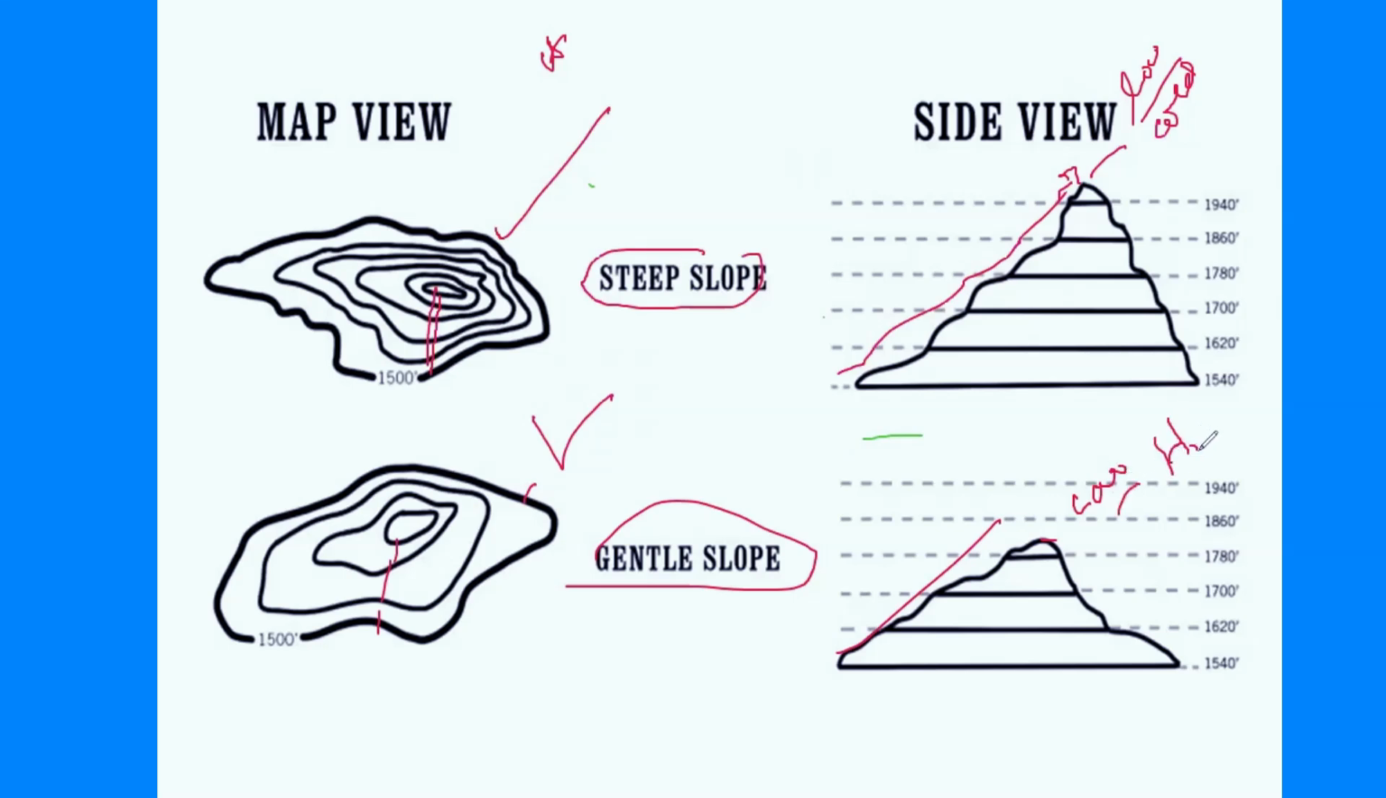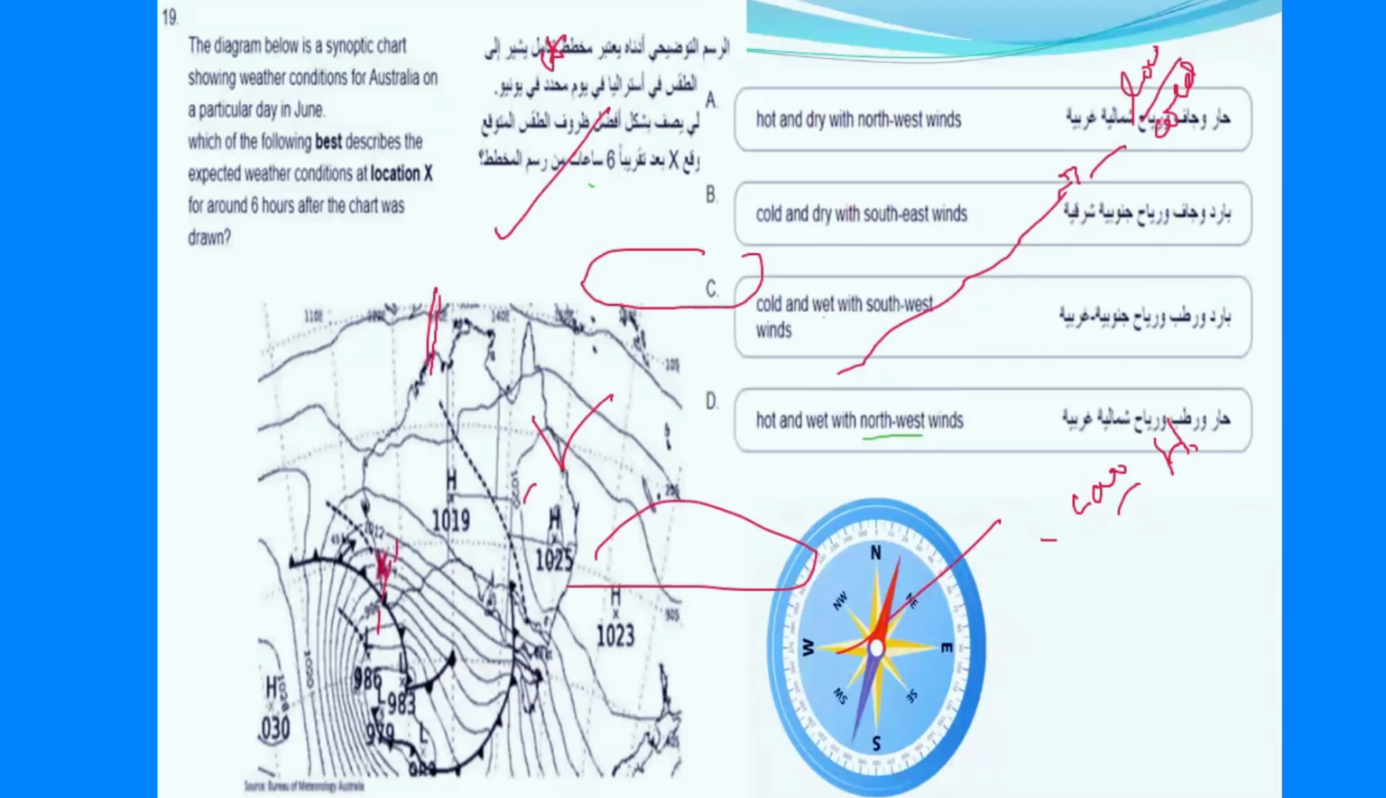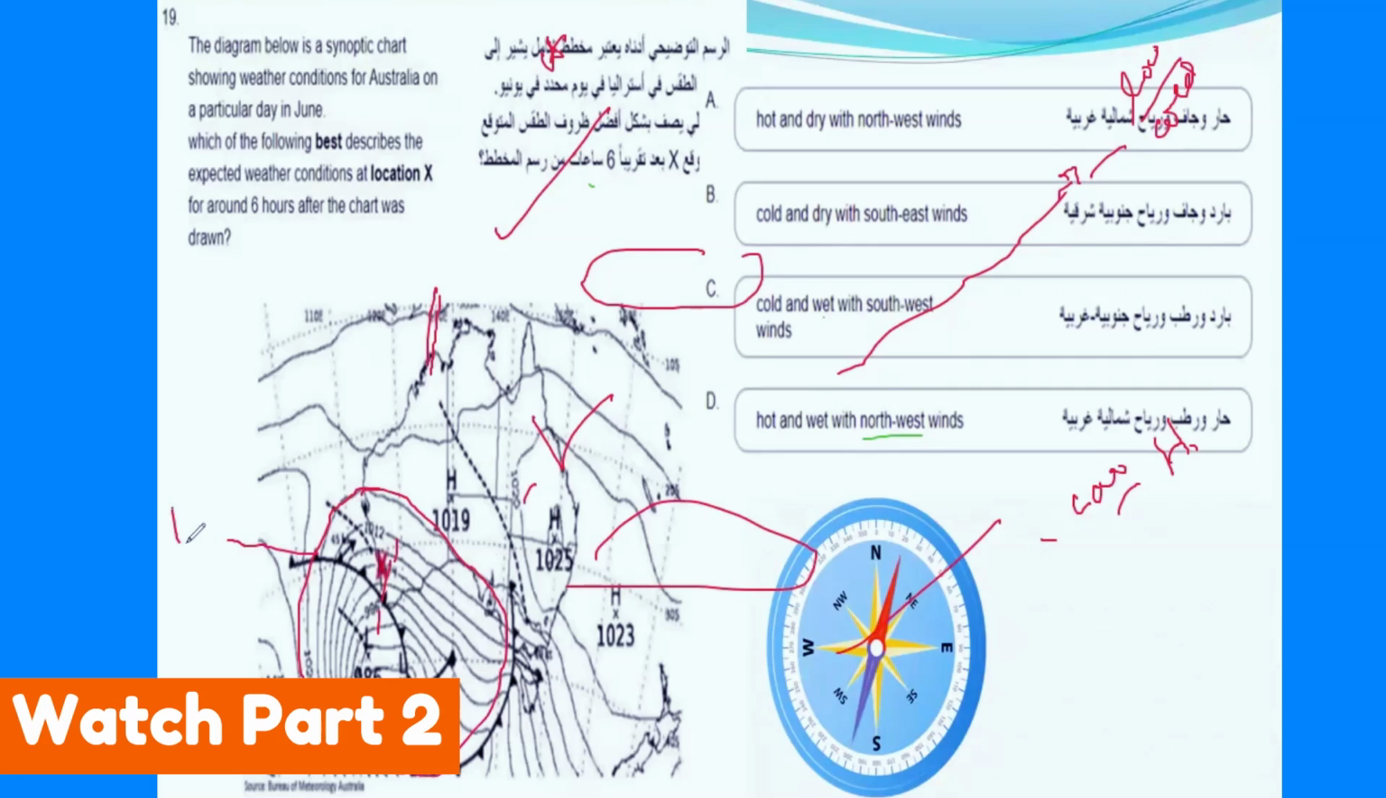Now we concluded that in the question, you can see here, these contour lines are very close to each other, correct? So it means the temperature is cold. So the option says cold and wet with the southwest wind. So this will be the right answer.